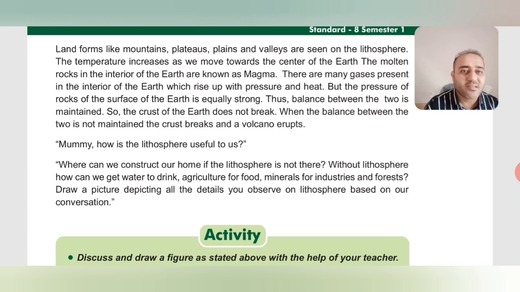There are many gases present in the interior of the earth which rise up with pressure and heat, right? We know very well that gases keep on rising. So what is given is that there are many gases present in the interior of the earth which rise up with the pressure and heat, but the pressure of the rocks on the surface of the earth is equally strong.